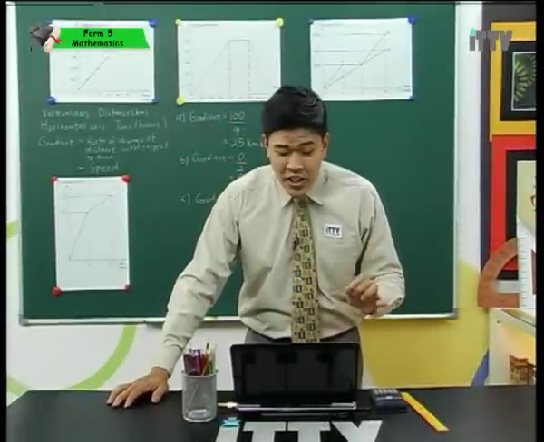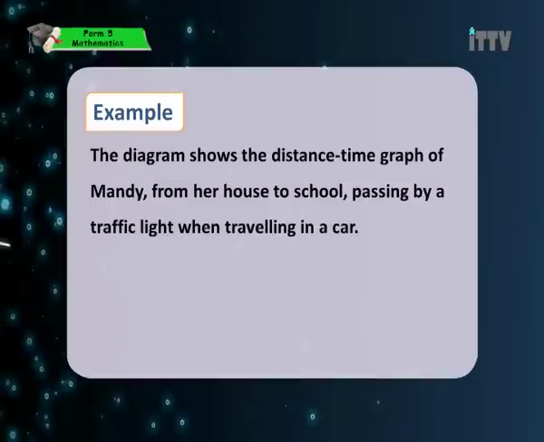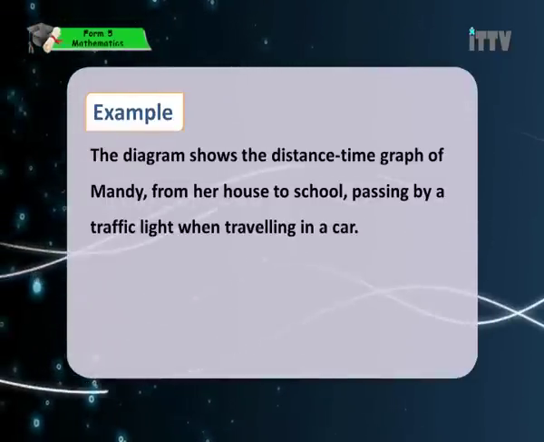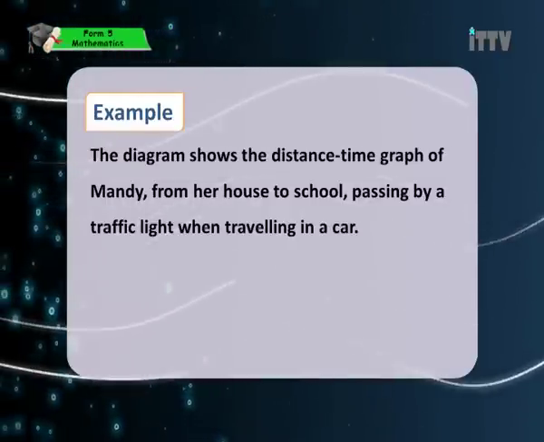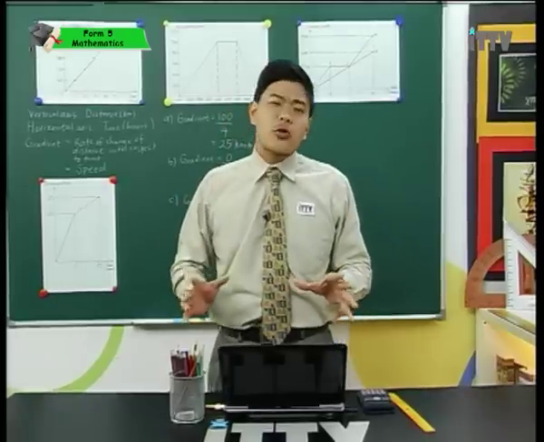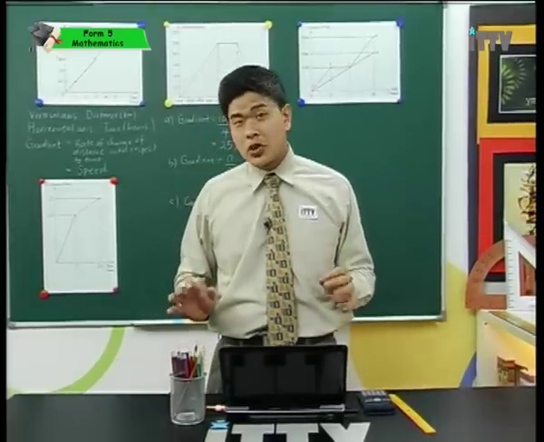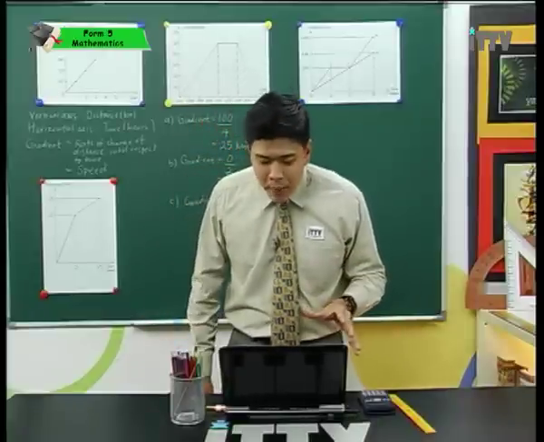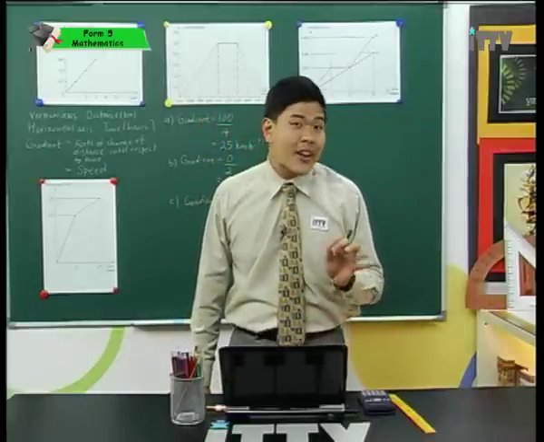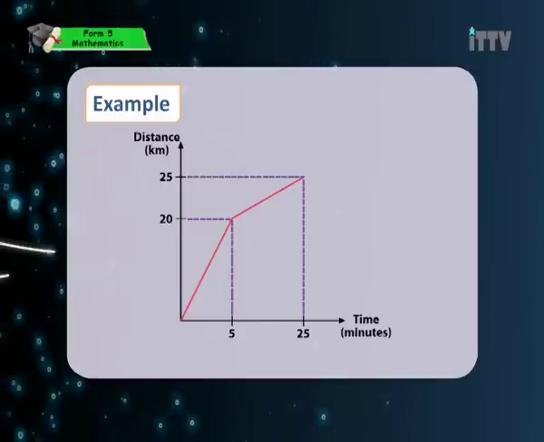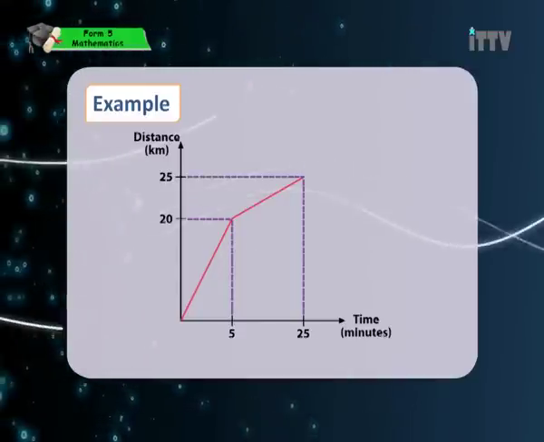Let's read carefully this question. The diagram shows the distance time graph of Mandy from a house to school passing by a traffic light when traveling in a car. So remember when you come across questions like that, try to just imagine the situation. So there's this girl right here, and she's traveling to school, but on the way she passes a traffic light. So this is the graph that represents Mandy's journey.